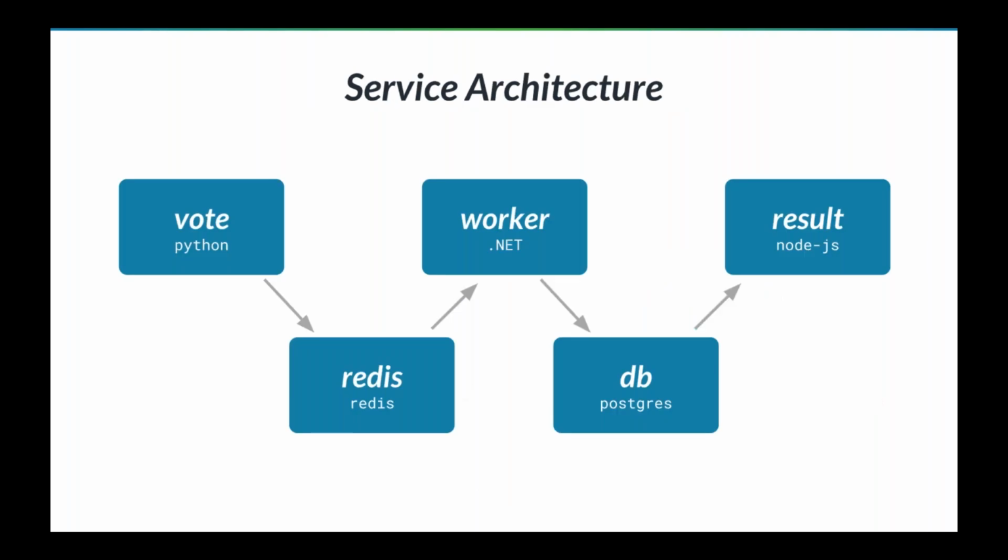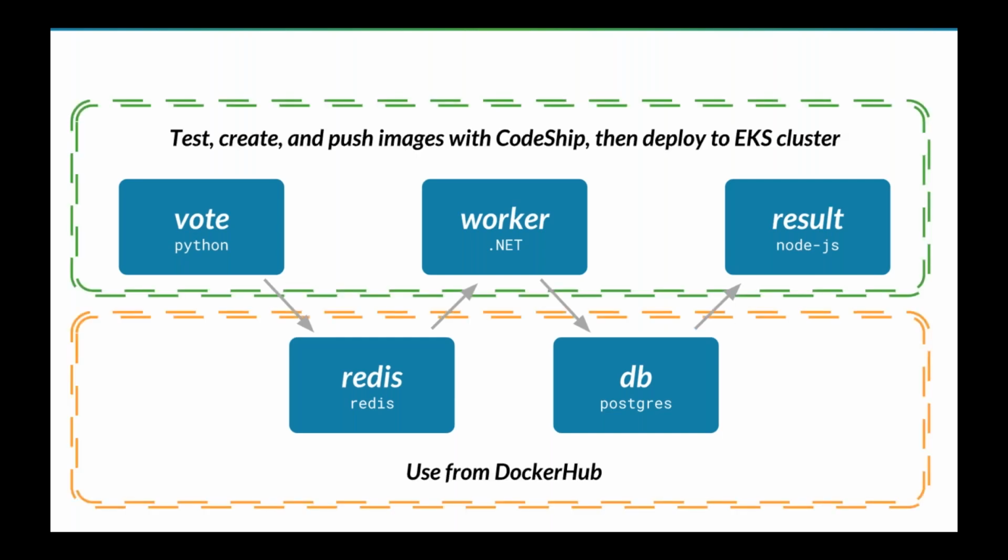So the service architecture, again, this is a little bit overly complicated just to sort of prove the point of the power of Kubernetes and the microservices. So we have that voting toggle, cats versus dogs, that pushes the vote into Redis, which is picked up by the worker, which is written in .NET. That worker then dumps it into the database, which is Postgres, and then the result service reads from the database to show us the results. It's a Node.js app. So it's kind of a long round trip for a vote.